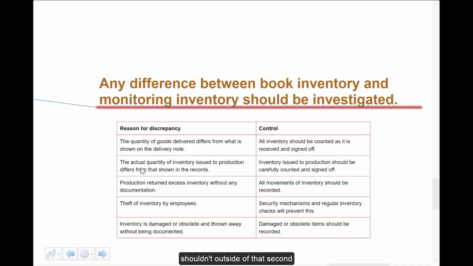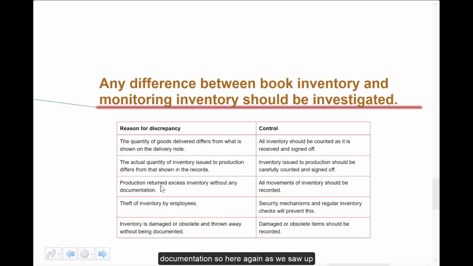Outside of that, second possibility, let's say the actual quantity of inventory issued to production, as we saw up top, differs to what's actually shown in the records. Well, we need to be more careful. If we're issuing material, whatever it is, raw material of some kind, to production, it's just been purchased, and in terms of the documentation, the amount differs to what's actually physically gone, then someone isn't doing their job. We're not being careful.